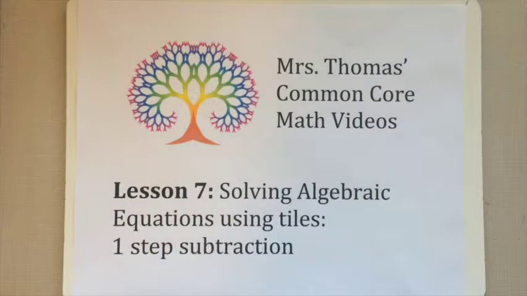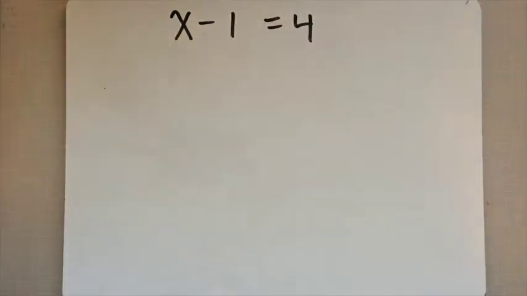We're going to use the tiles, and this time we're going to talk about one-step subtraction. If you haven't watched lesson 2 of this series, please go do it now. We treat subtraction in a very interesting way, and I'm not going to explain it again. So check out lesson 2 and then come on back and watch this one. Thank you. x minus 1 equals 4.